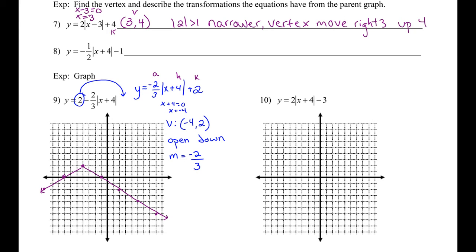Take note in example number 10 of your a, h, and k values. Then please pause the video and try and graph number 10 on your own. We will talk about it tomorrow in class.